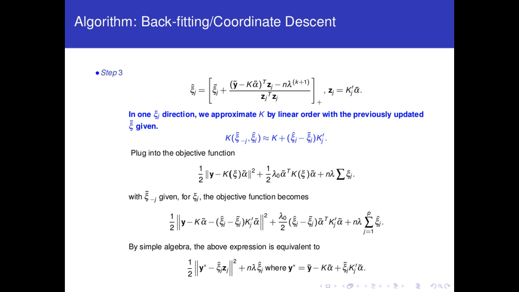The most important key step is step 3. We update using this form, and this form is easily obtained using linear approximation. In one xi direction, we approximate k by linear order with the previously updated xi tilde. Using this linear approximation, we add it into this k optimization function, calculate the gradient, and solve the gradient equation, and then we can easily obtain this formula. So we have more like a closed form solution.